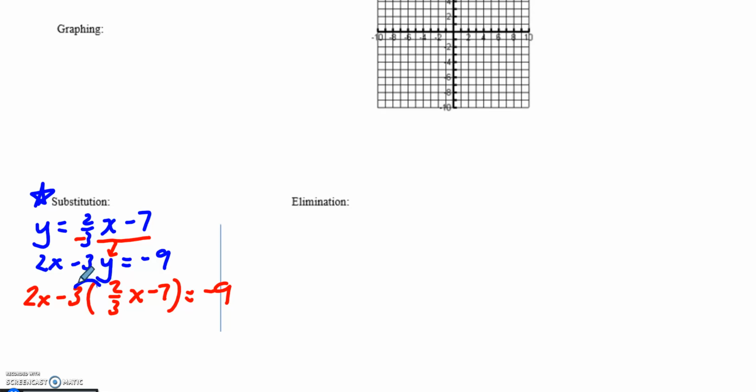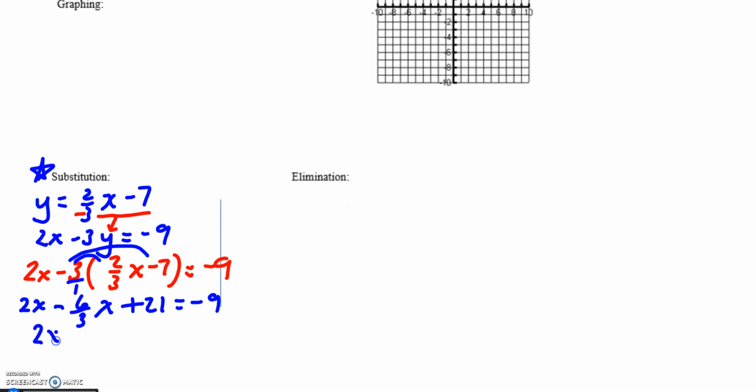Now also, just like the last example, remember that you are distributing a negative number. So we'd have 2x. If I'm multiplying a negative times a positive, that's going to be negative. This is really 3 over 1. So 3 over 1 times 2/3 is really 6 over 3. And so again, I will just write that for now. 6/3 x. Negative 3 times negative 7 is a positive 21 equals negative 9. So if I simplify this, it would be 2x minus 2x plus 21 equals negative 9.